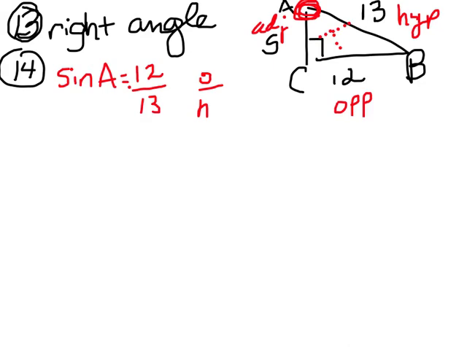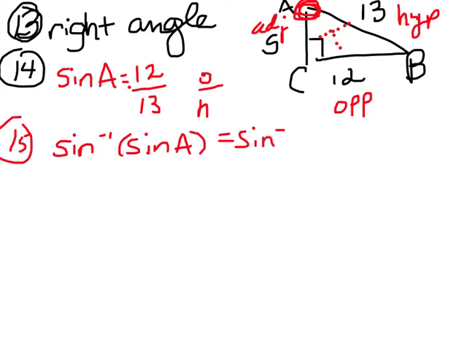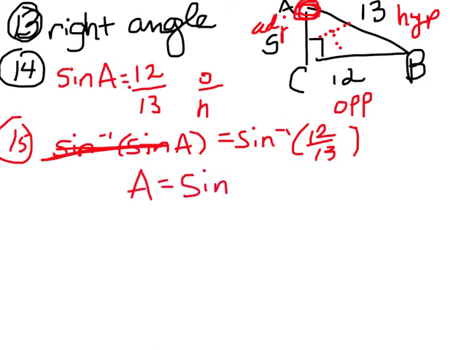So now they want us to find angle A in 15. Remember to find it, I would take the inverse sine of both sides. If I want to show it algebraically, I could do that. These would cancel each other out, and you'd get A is the inverse sine of 12 over 13. So we'll put that in the calculator and see what we get. We'll round it.